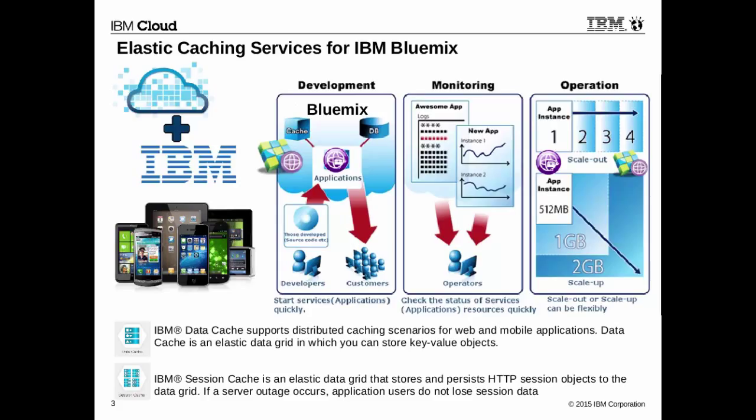By using caching services in Bluemix, you can start applications or services more quickly, check the status of application resources, and scale out or scale up your application instances in a flexible manner. The caching service is an example of a composable element that can be used to build applications quickly. This service is continually maintained by IBM, acting as a managed service provider.